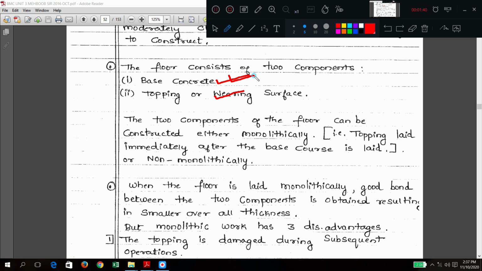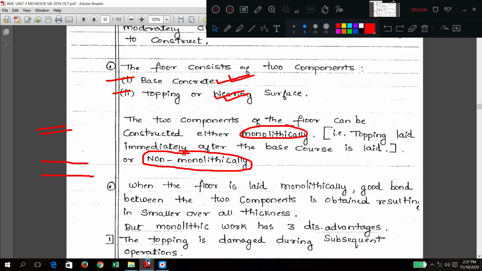Base is called base concrete, and the cover is called here topping or wearing surface. So different names have been given. If these two can be constructed at a single time, then we call it monolithic construction. Or first you construct the base, give some time for curing, and later you construct the cover, then it is called non-monolithic.